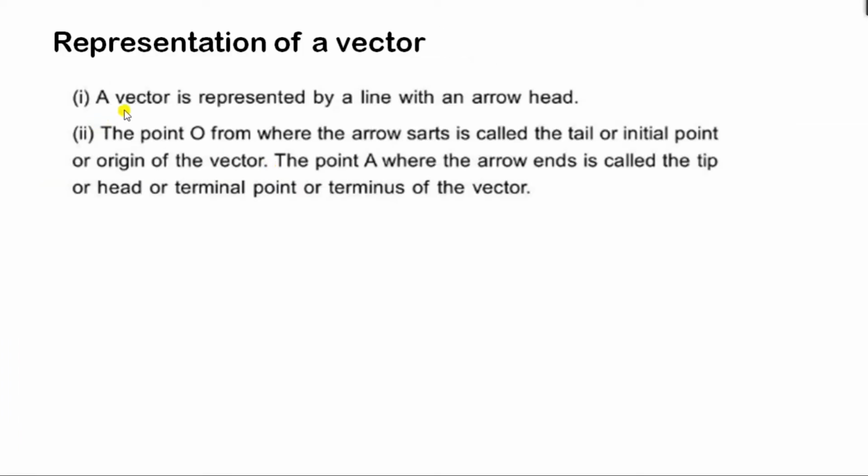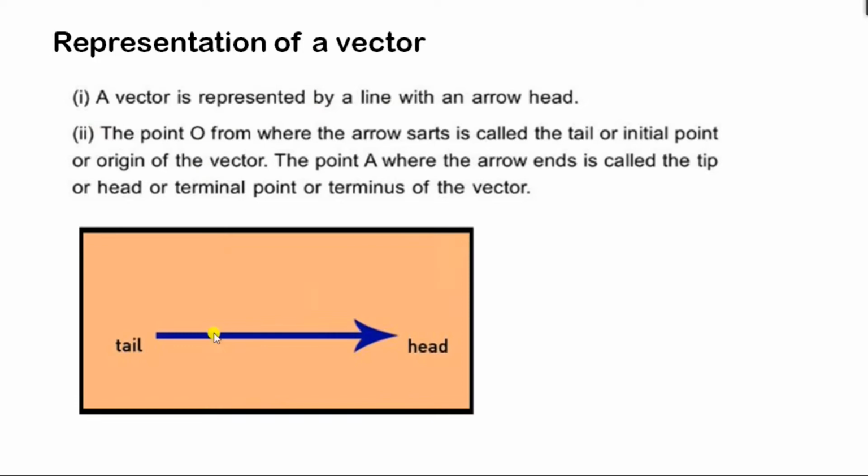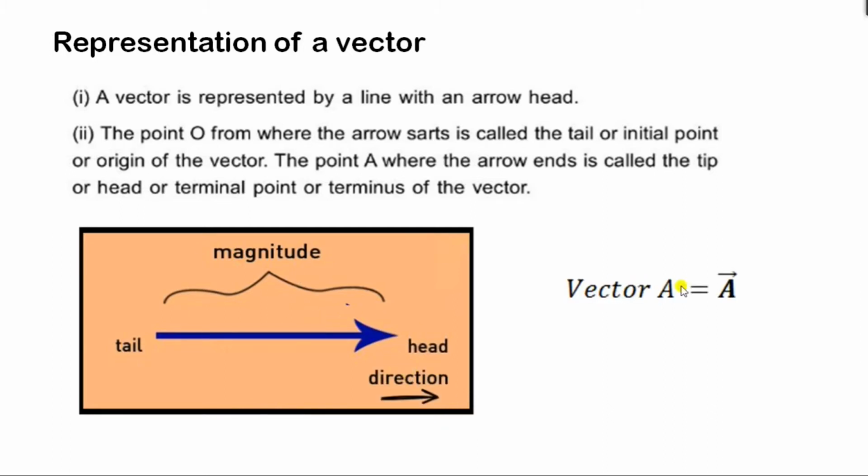So we represent the vector by an arrow. The point from where the vector starts is called the tail, and where it ends is called the head. The length of the vector represents the magnitude of the vector, and the arrowhead shows the direction of the vector. If you want to write vector A, you will write A, and on top of that we put an arrow, so that A with an arrow means vector A. Similarly, if you want to write vector B, you will write B, and on top of that we write an arrow.